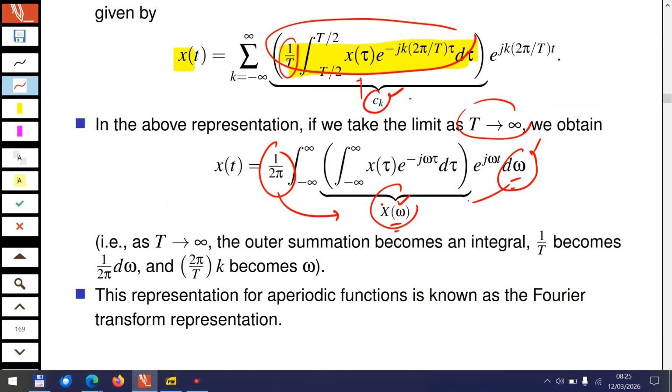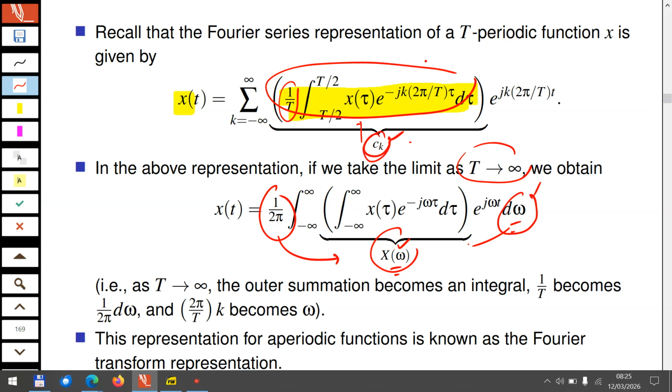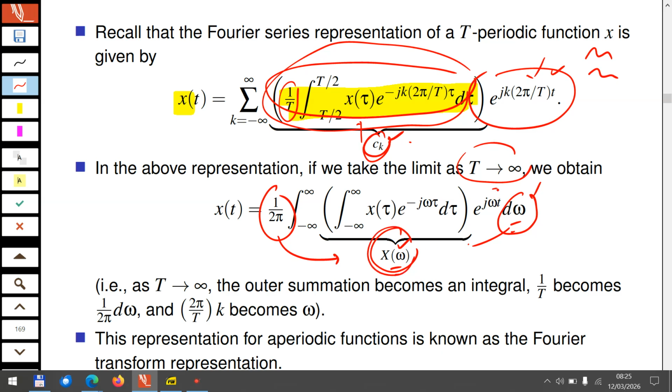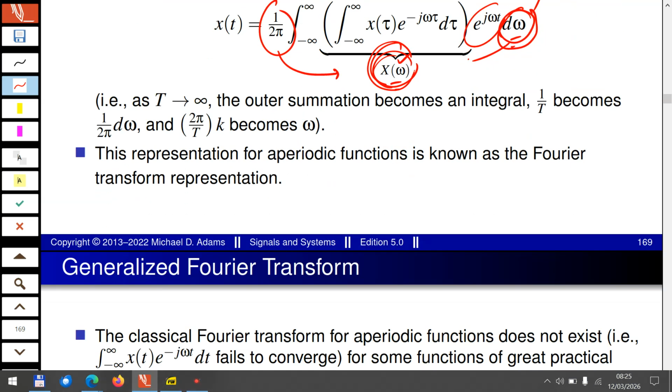But the meaning changes. Here the meaning of ck was how much weight do you give to each sinusoid. Because this is a complex sinusoid, ck was appearing as a complex amplitude of the sinusoid. Here X of omega is not the amplitude, it is the density. Why? Because it must be multiplied by d omega. Anything that must be multiplied by d omega to get the contribution cannot be the amplitude, it must be density. So you can think of this as the density of C. And we are done with that, okay?